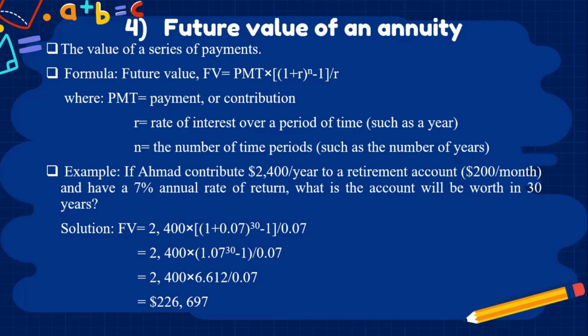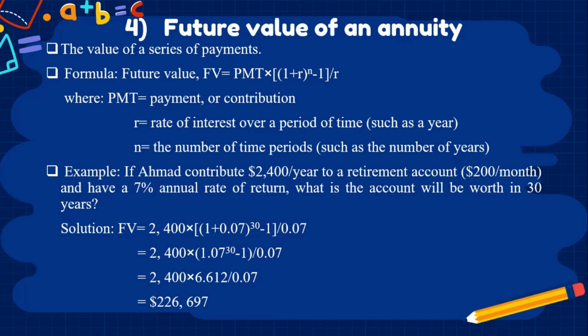The last one, number 4, is purchase value of an annuity. It is the value of a series of payments. The formula is purchase value FV is equal to PMT multiplied by 1 plus R to the power of N minus 1 per R, where PMT is payment or contribution, R is rate of interest over a period of time such as a year, and N is the number of time periods such as the number of years.